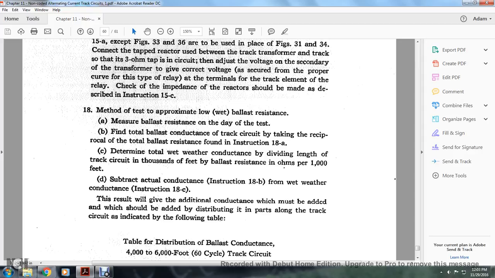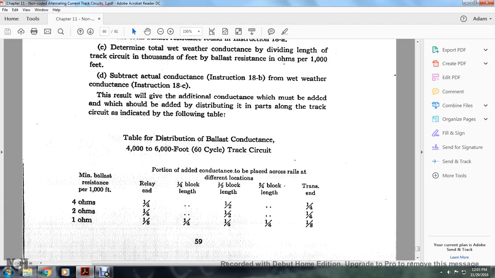This will give the additional conductance, which should be added, distributed in parts along the track circuit as indicated in the following table. Table for the distribution of ballast conductance, 4 to 6,000 feet, 60 cycle track circuit, minimum ballast resistance per 1,000 feet: 4 ohms, 2 ohms, and 1 ohm.